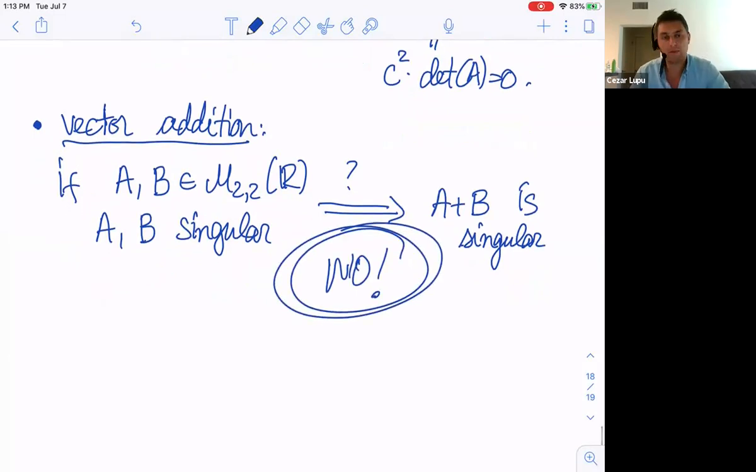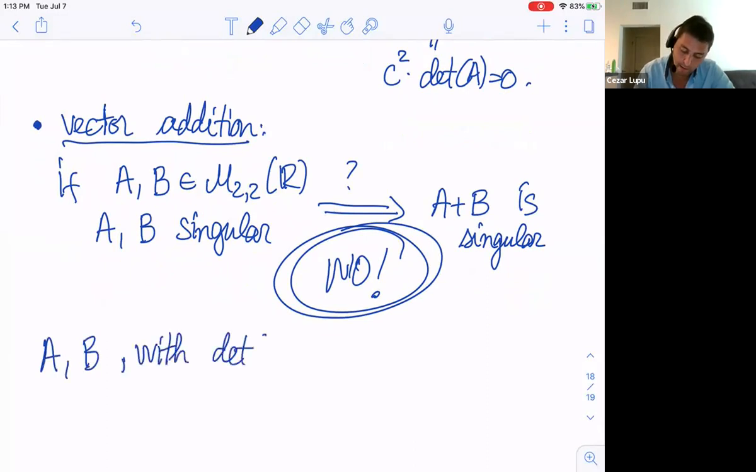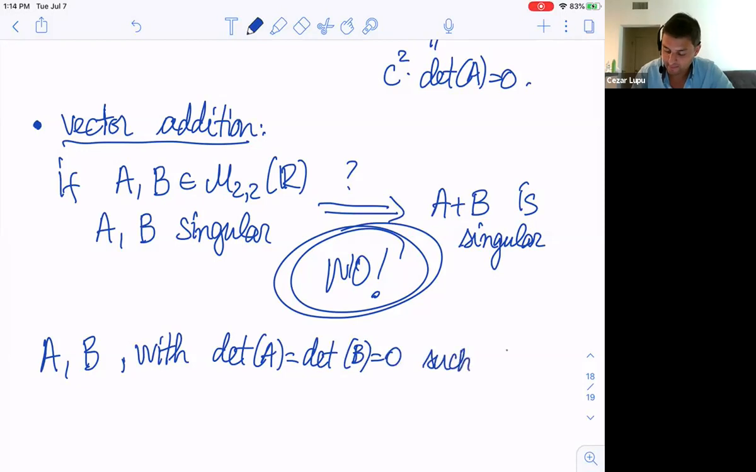And what we can do when we say the answer is no, is we say the following. We can cook up some 2 by 2 singular matrices, let's say A and B, with determinant of A equals determinant of B equals 0, such that, guess what? Determinant of A plus B is not 0.